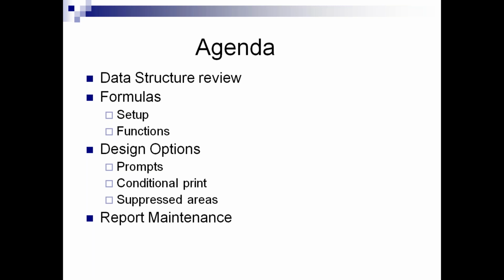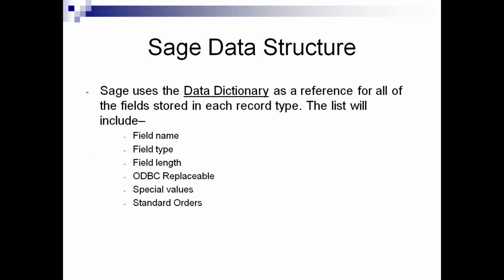So we're going to jump right in to the data structure within Sage. And if you take a look at the Word document starting on page 1, we talk about how Sage uses something called a data dictionary. Try to think of this kind of like a phone book. It's got names and addresses in it, basically, for where you will find the information for your report.